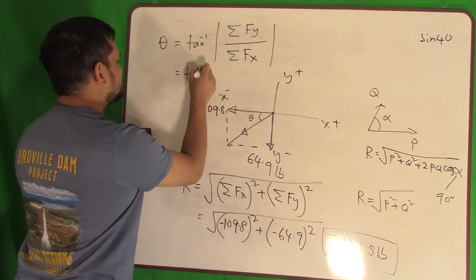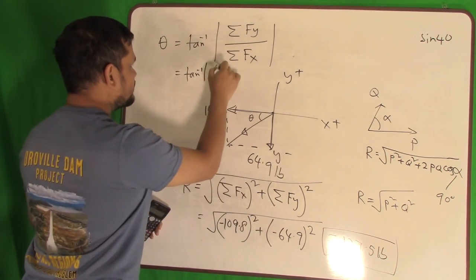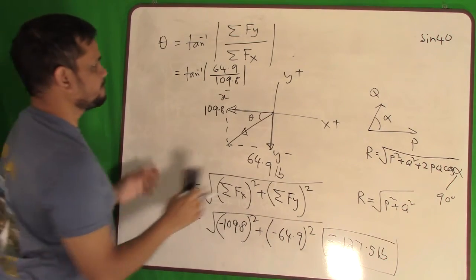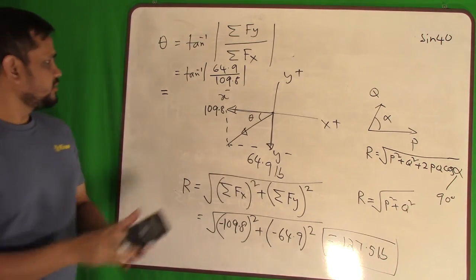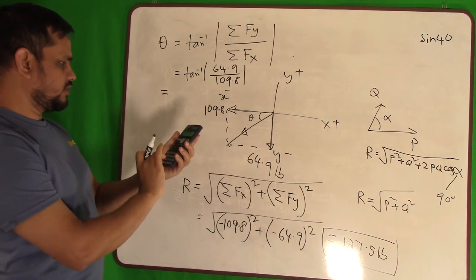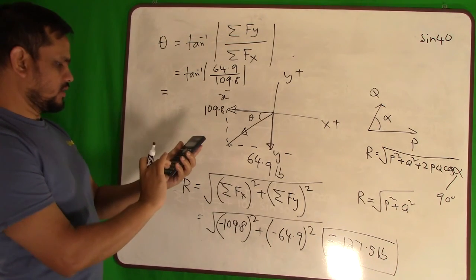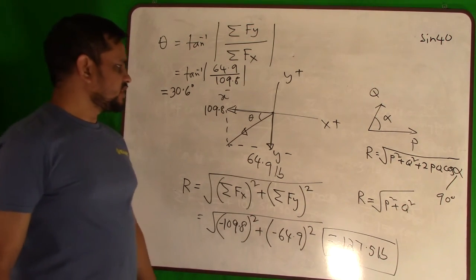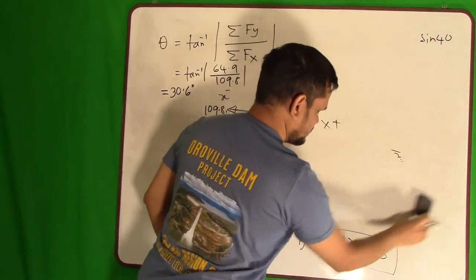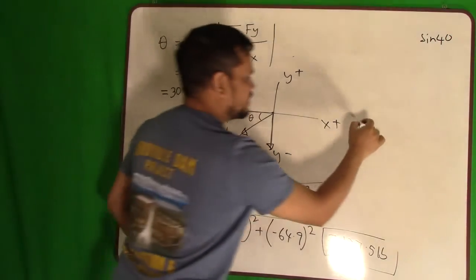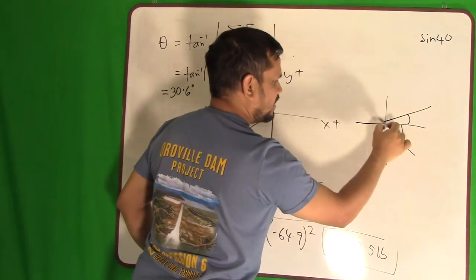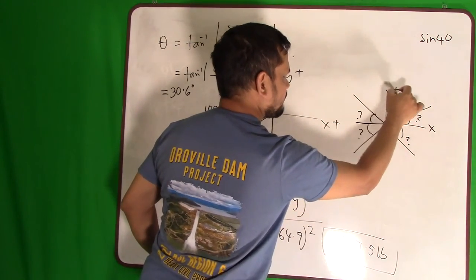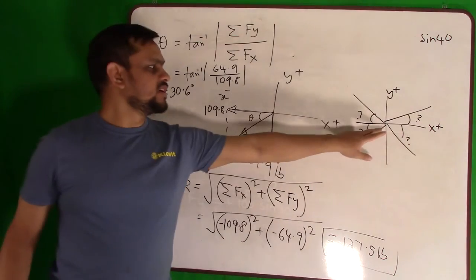Okay, so tan inverse of my Fy, which was 64.9, over x, which was 109.8. So what is my angle? If I do it quickly, again, if I make a calculation mistake, do not mind. I got 30.6 degrees. So 30.6 degrees. Now the question is, where is that 30.6 degrees? In this axis, is it here or here or here or here? That means which angle is 30.6 degrees?